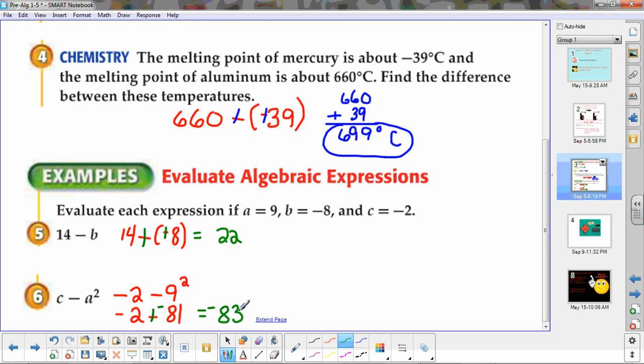Now, a mistake that kids often make on this type of problem is they end up wanting to go chop, chop, but you never change the first number. You always keep that one the same. So it's chop minus, or add the opposite.